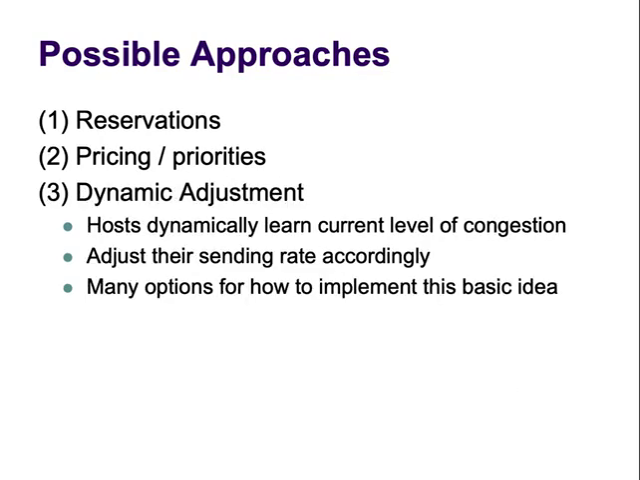So the third approach, which is what we were working towards, is just this notion of dynamic adjustment. It's the idea that hosts are going to dynamically learn the current level of congestion in the network, and they're going to adjust their sending rate accordingly. That's implicitly what we were doing when all of us were staring at that graph and saying how much A should send. There are many options for how to implement this basic idea. We'll get to them in a minute.